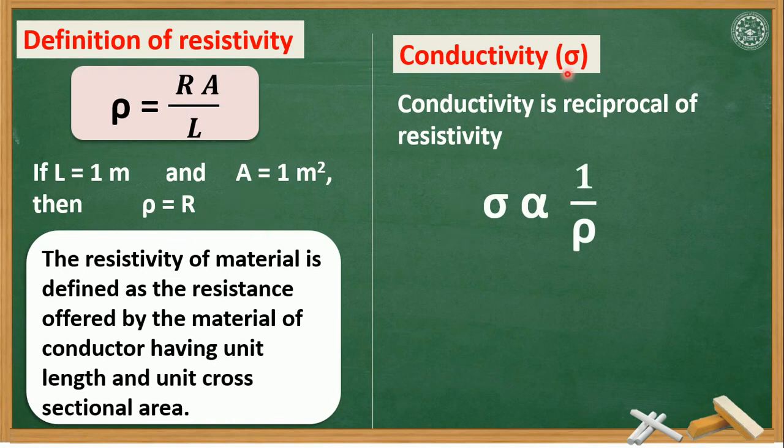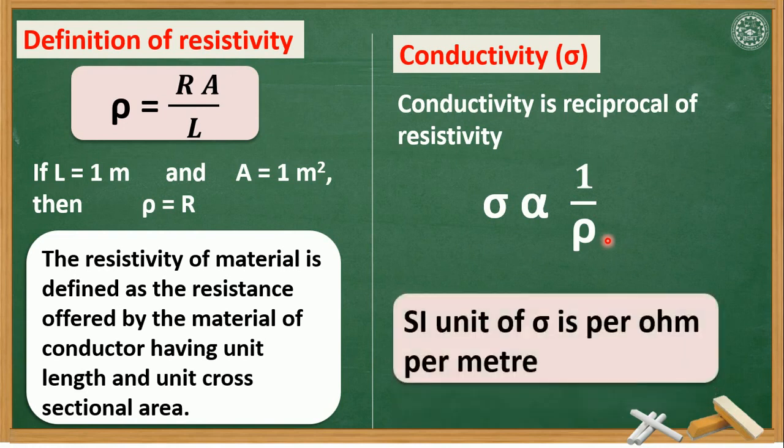The sign of conductivity is sigma. Sigma is actually inversely proportional to 1/ρ. Okay, so SI unit of sigma is per ohm per meter.